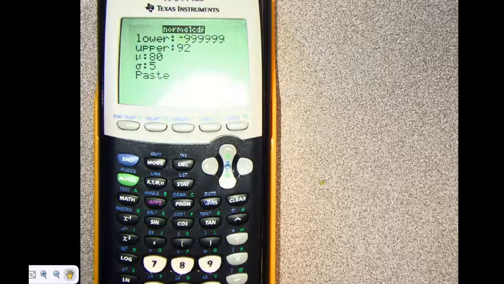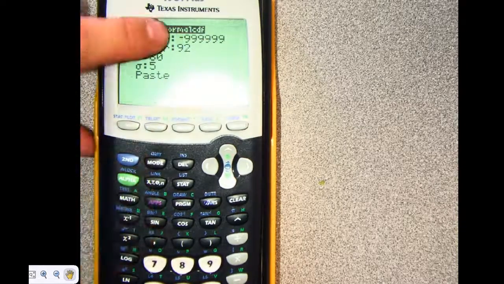Some people will get a menu that prompts you: lower, upper, mean, standard deviation. How many people's did not pop up with that menu? Okay. So we're all going to type in the same information. If you don't have the menu, you put commas in between it, just like I wrote down in the notes. If you have the menu, you type in the same stuff, you just don't need the commas. So the lower is going to be negative 99999.